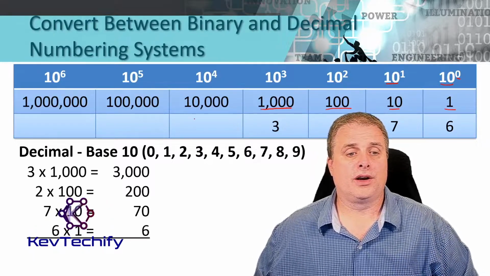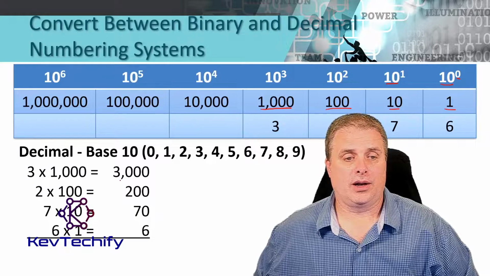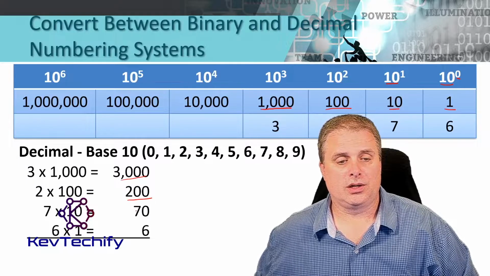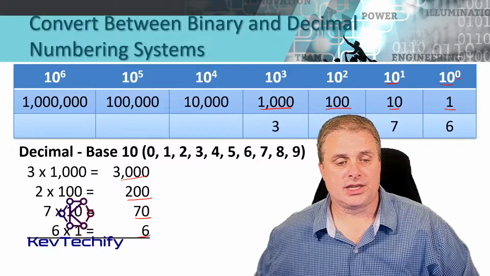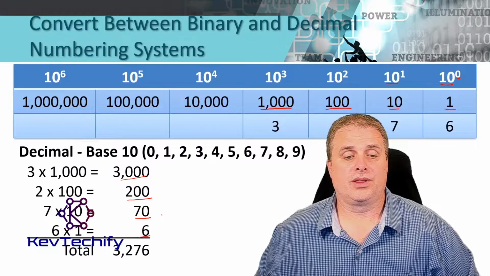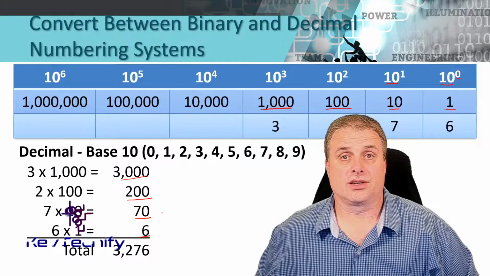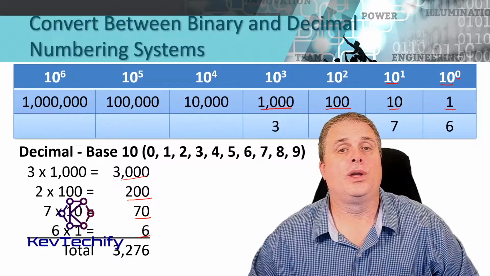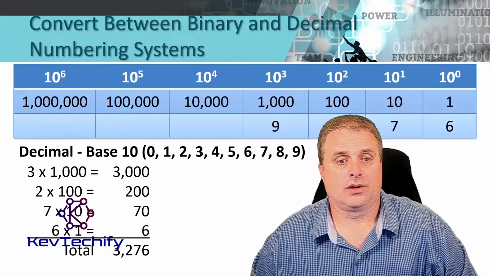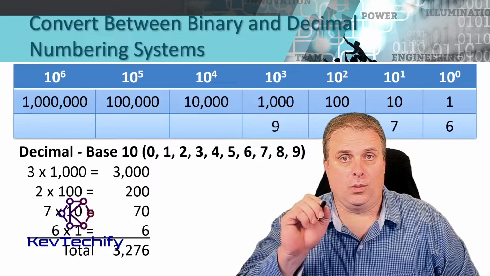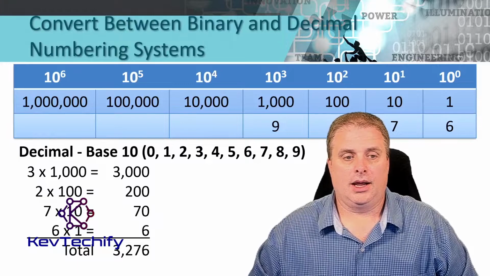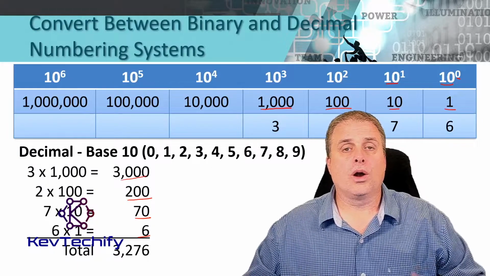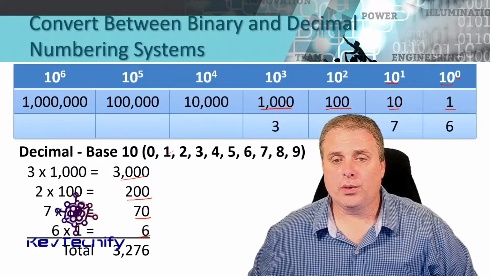We now come over here and we add it up. We add up 3,000 plus 200 plus 70 plus 6. That gives us a total of 3,276. Once again, simple example. We're setting up the rules on how we come up with these values. We're going to take this, and then we can see, what if we want to make a change?